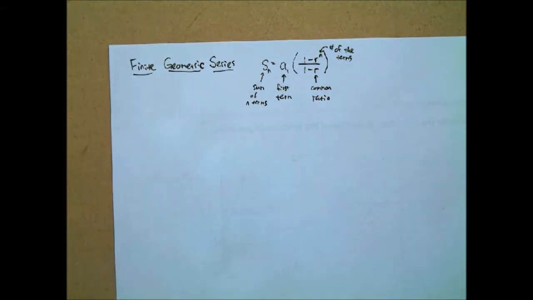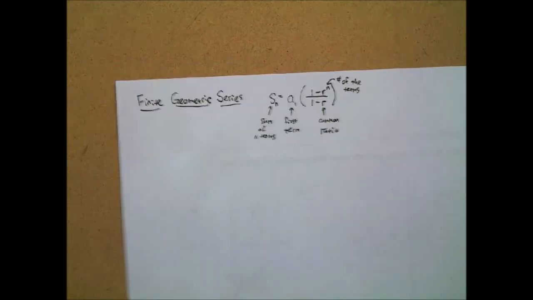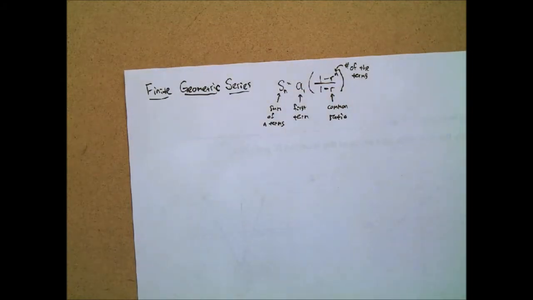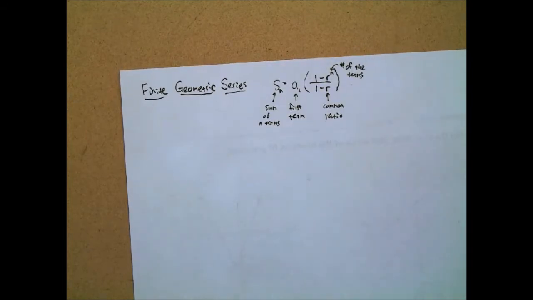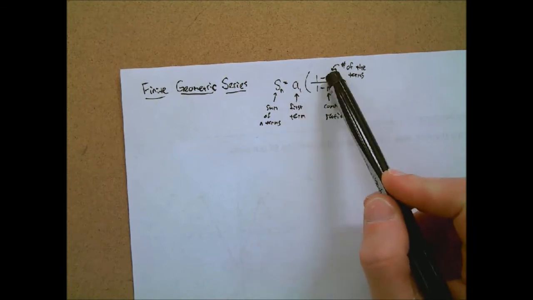Now, comparing or contrasting this with our finite series formula for arithmetic, you'll notice some differences. Well, actually, let's look at the similarities. You still need to know the first term, a sub 1. You still need to know your common ratio in this case, just like in the arithmetic one you have to know your common difference. You need to know the number of terms, just like in the arithmetic series. But what you don't need to know is the last term. You don't need to know the final term in your series here. You just need the first one, the number of terms, and your common ratio.